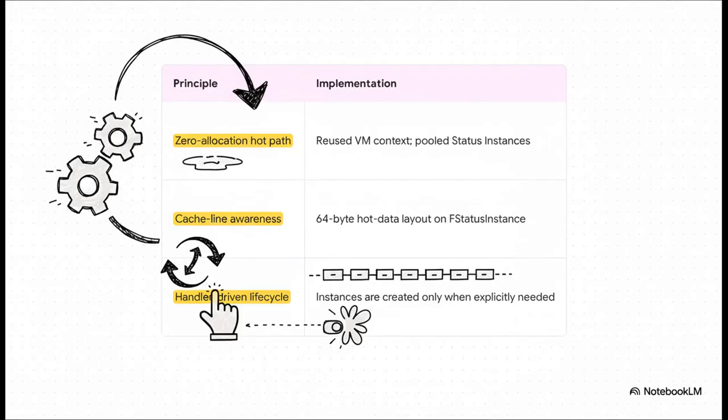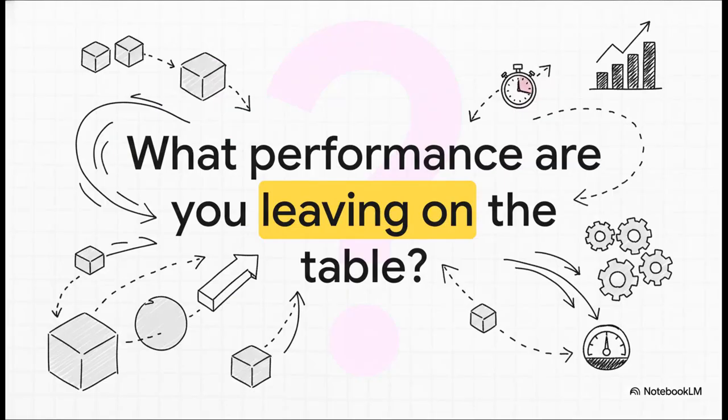So the payoff comes from a few brilliant ideas: zero allocation, cache awareness, and creating instances only when needed. It really makes you think, right? How much performance are other games leaving on the table?